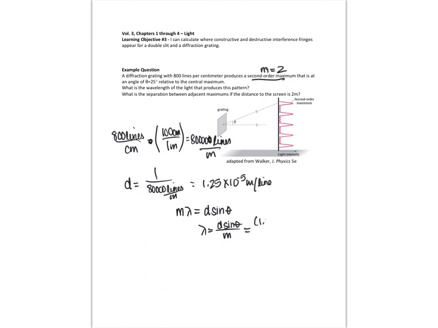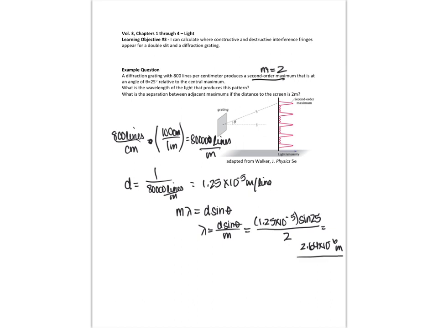We have our value of d that we just found. We were told our angle was 25 degrees for a second order, which is m equals 2. And we find our wavelength is 2.64 times 10 to the minus 6 meters. So that is our answer for part A.